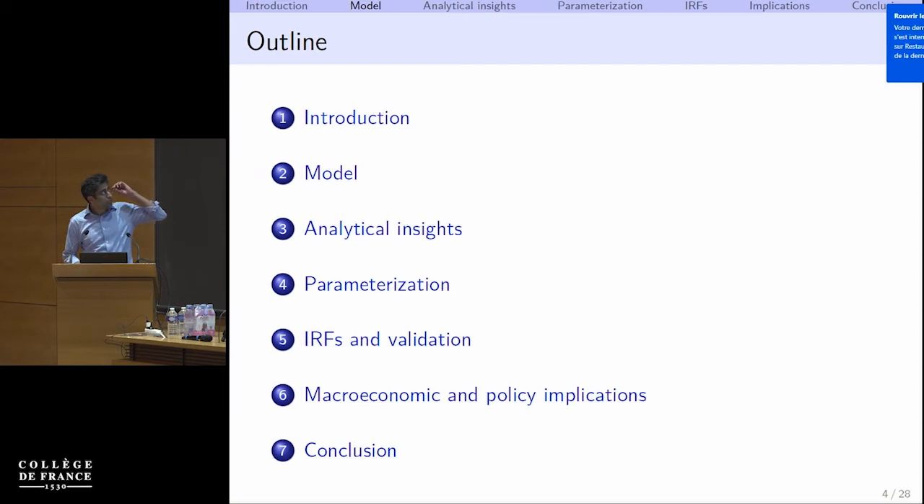So what I want to do is walk you through the structure of the model. I'm then going to pare it down and communicate the essential economic insights. I'll then tell you a bit about how we parameterize the model. I'll show you some impulse responses, and then I'll walk through at a high level those implications to the extent I have time.